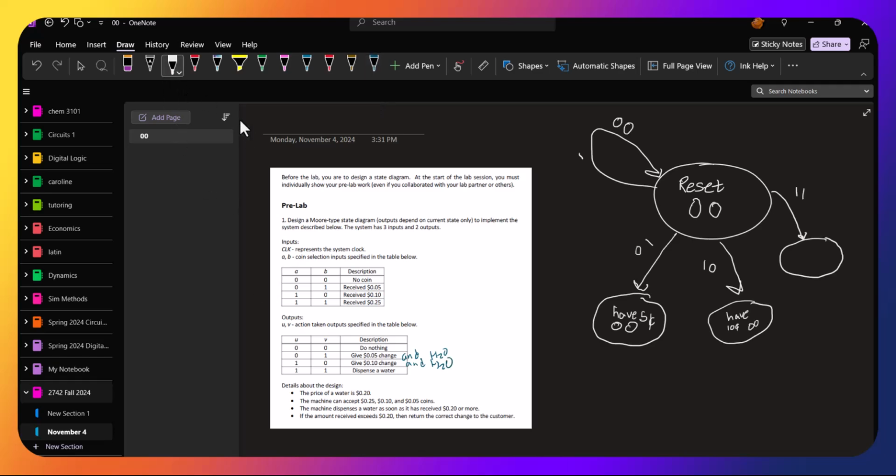Okay, so this would be, you put in 25 cents, so you would get 5 cents change. And so your output would be 01. You get 5 cents. Okay.